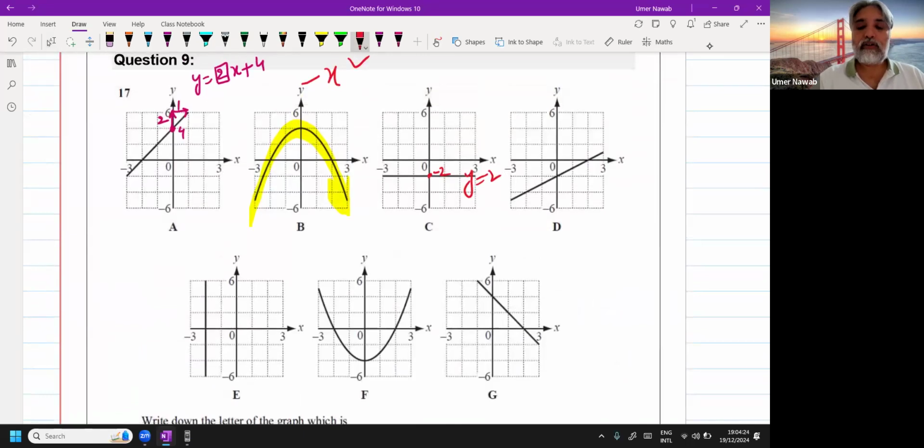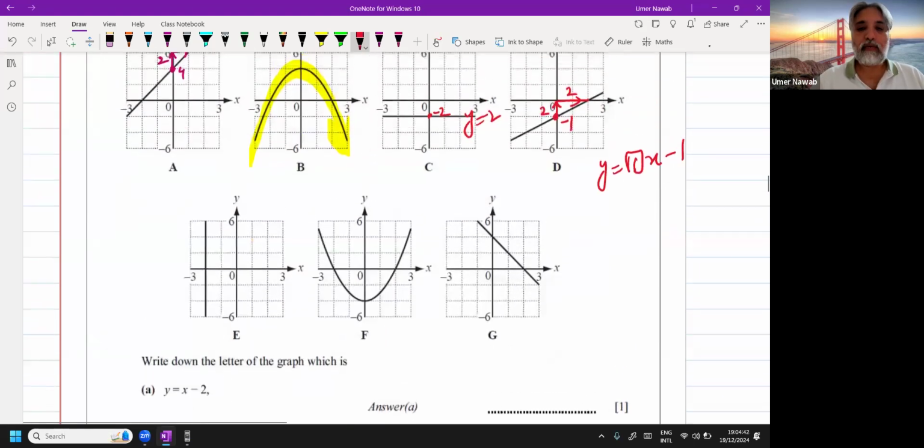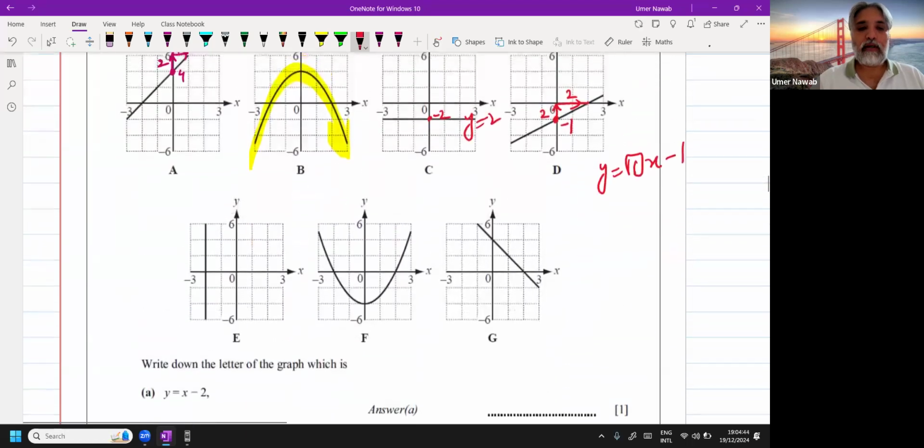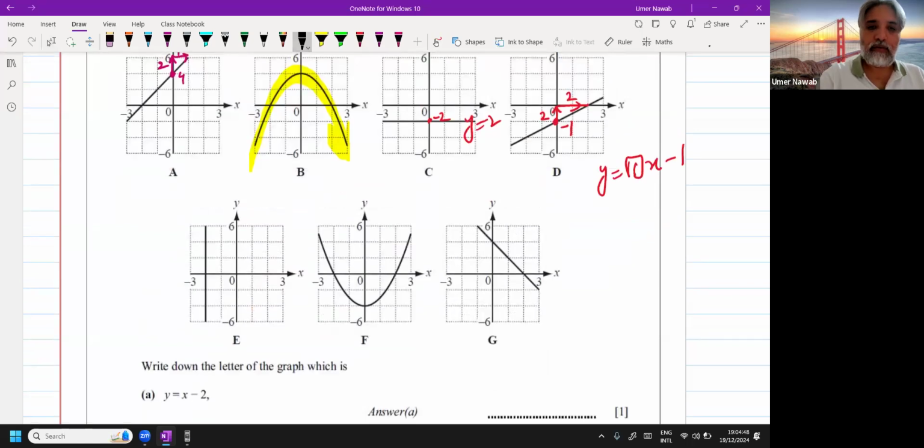Now let's check this one. This is -1, so y is equal to mx minus 1. How much does it go up? 2 up and 2 right. So this is 2 over 2, which is 1. Y is equal to x minus 1. Wow, why is it happening? No one is matching with it. Let's check.